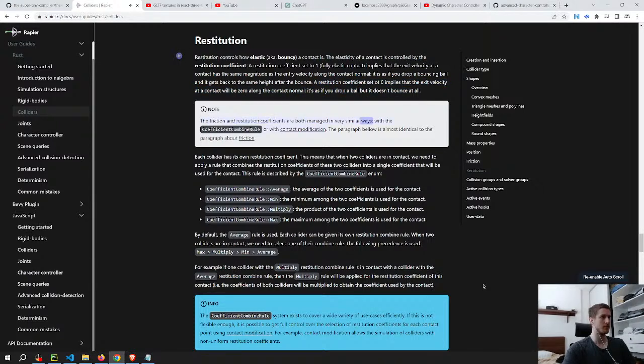The friction and restitution coefficients are both managed in very similar ways, with a coefficient combine rule or contact modification. The paragraphs below are almost identical to the paragraphs about friction. Each collider has its own restitution coefficient. This means that when two colliders are in contact, we need to apply a rule that combines the restitution coefficients of these two colliders into a single coefficient that will be used for the contact. This rule is described by the coefficient combine rule enum.